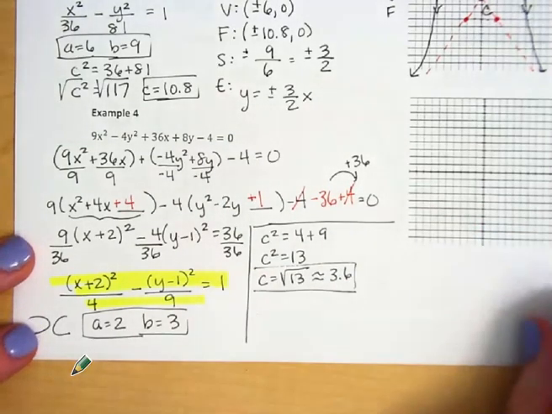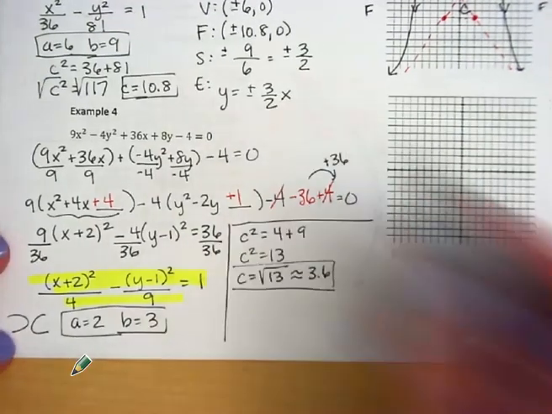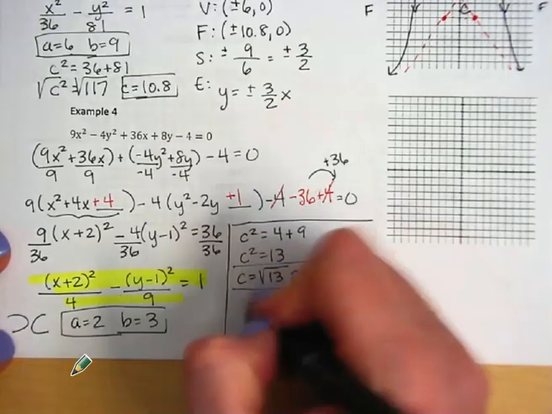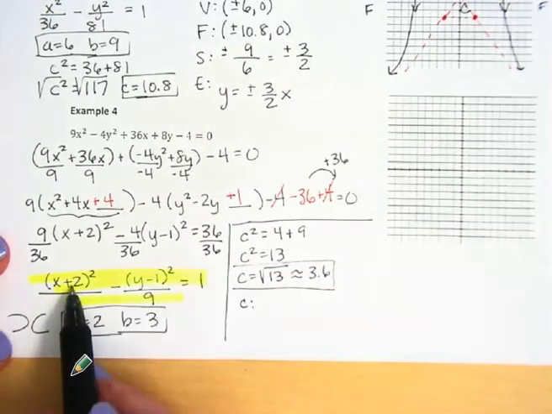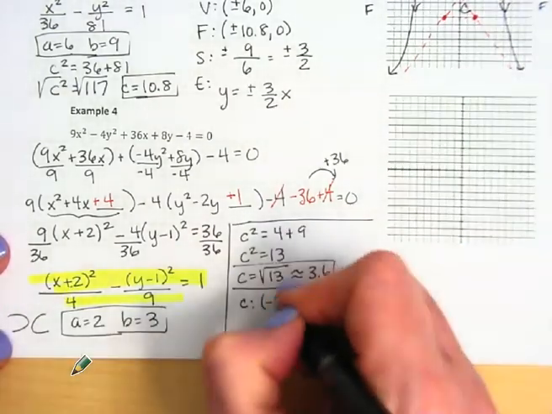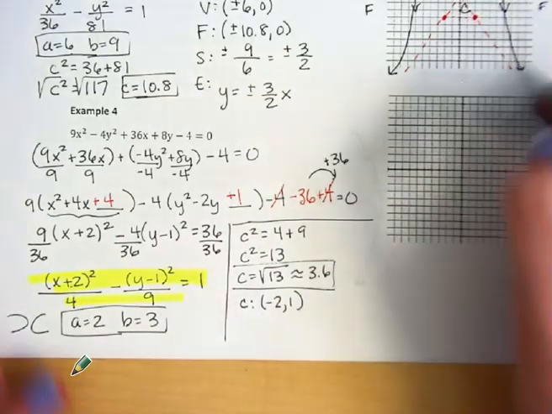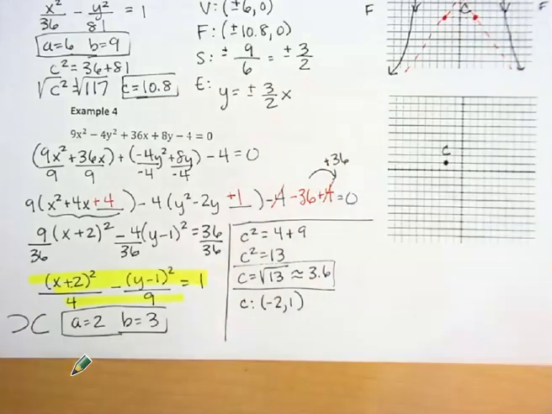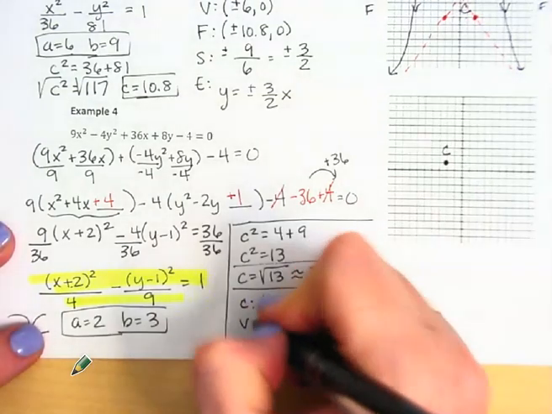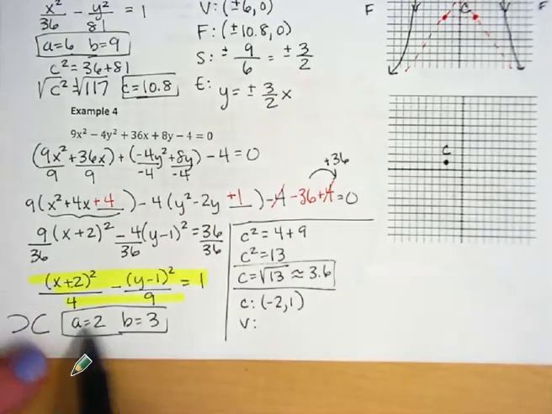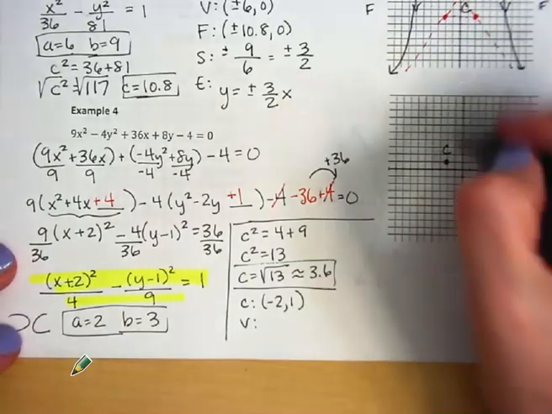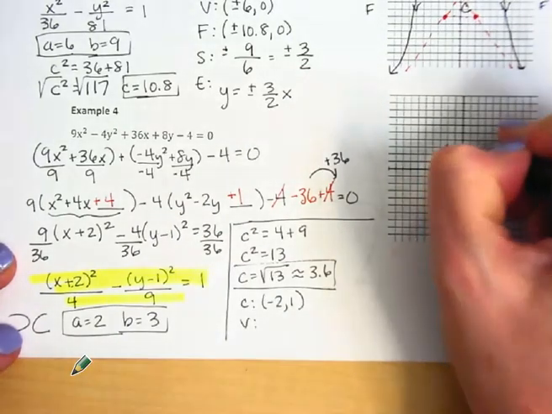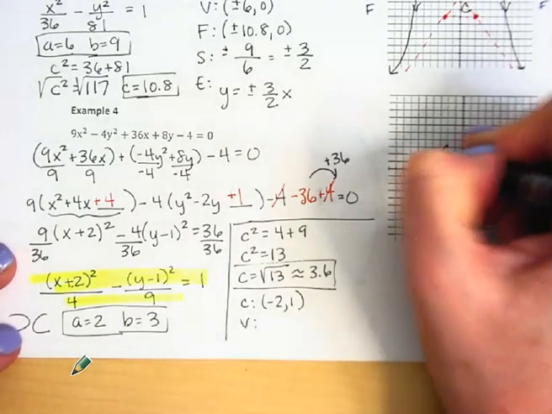All right, so let's start graphing. Now this is the first time we have an HK value. So my center is -2, +1. So I'm going to graph that. And then to find my vertices, we take our A value, we're going to count 2 to the right, 2 to the left, from the center.